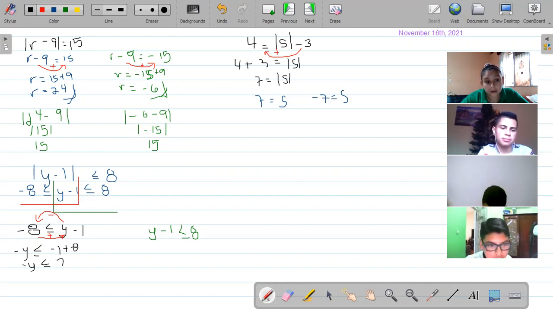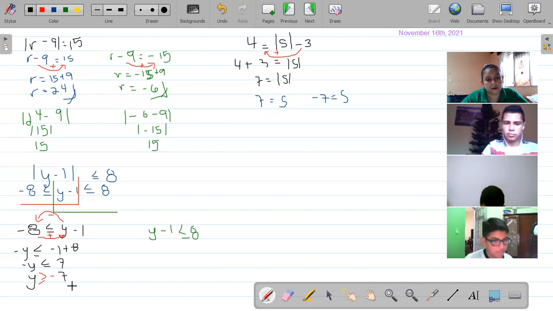Positive 7. But I have a negative sign with the y. So I'm going to say that y is now no longer less than, it's greater than or equal to -7. Why? Because the negative sign changes everything on both sides. And I finished with the first one.